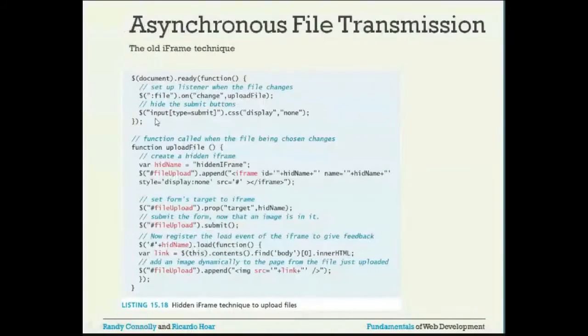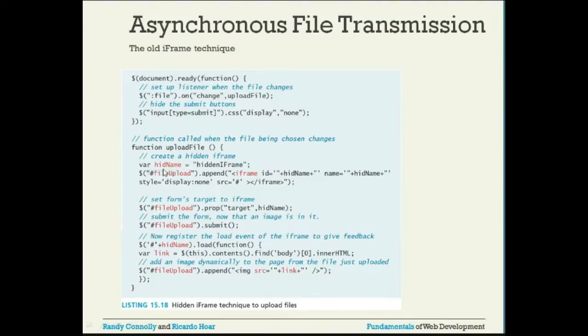Then we have a hidden input button. This is input, type equal to submit, and it is hidden with display none, so it will not be visible. The function is called when the chosen file changes. Whenever there is a change in the file, the listener will listen to it and call this particular function. And in that function, you can see the hidden iframe is created.